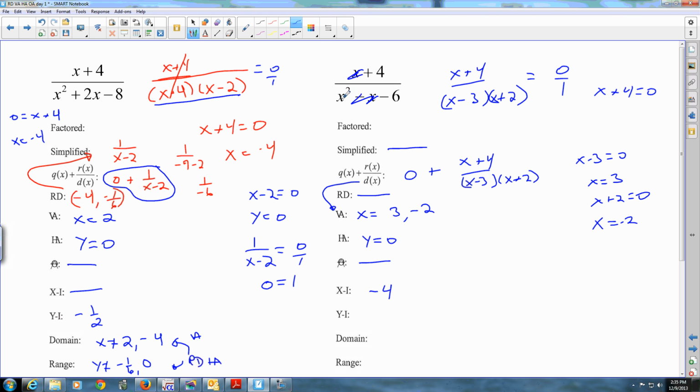Y-intercept, let x be 0, and you have negative 2/3. Domain, it's what made the denominator 0. So x cannot be positive 3 and negative 2. And notice in this case they're both vertical asymptotes, but in this case it was a hole, the x value, and the x value of your vertical asymptote. Range, the only thing, y cannot be 0, because you got a horizontal or oblique asymptote. I had it right the first time. The horizontal asymptote. Okay? Alright, that ends day 2.